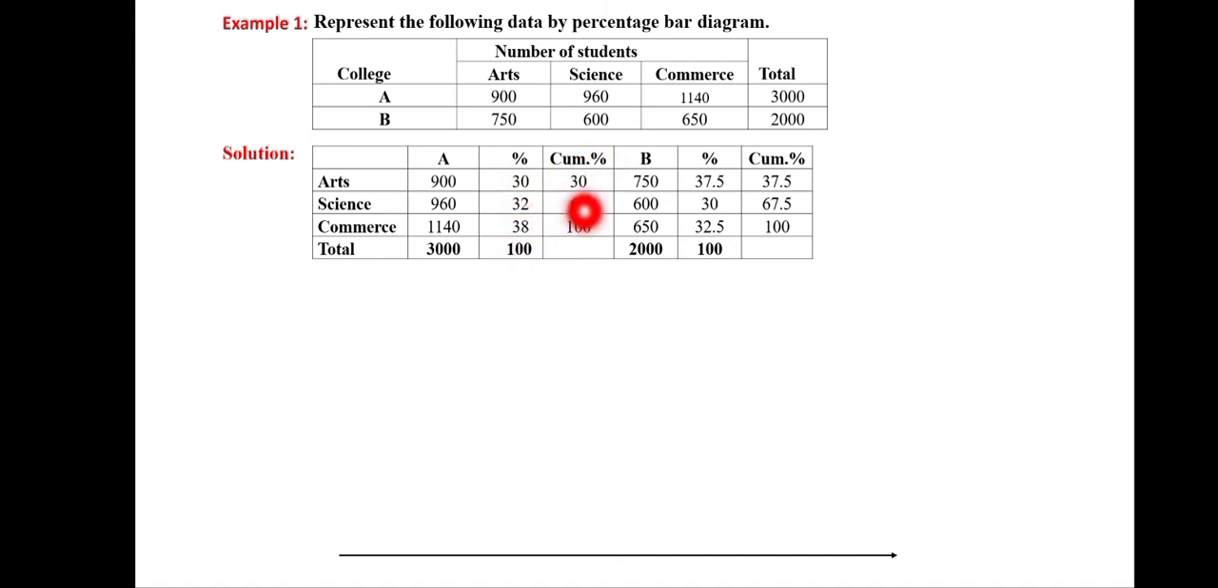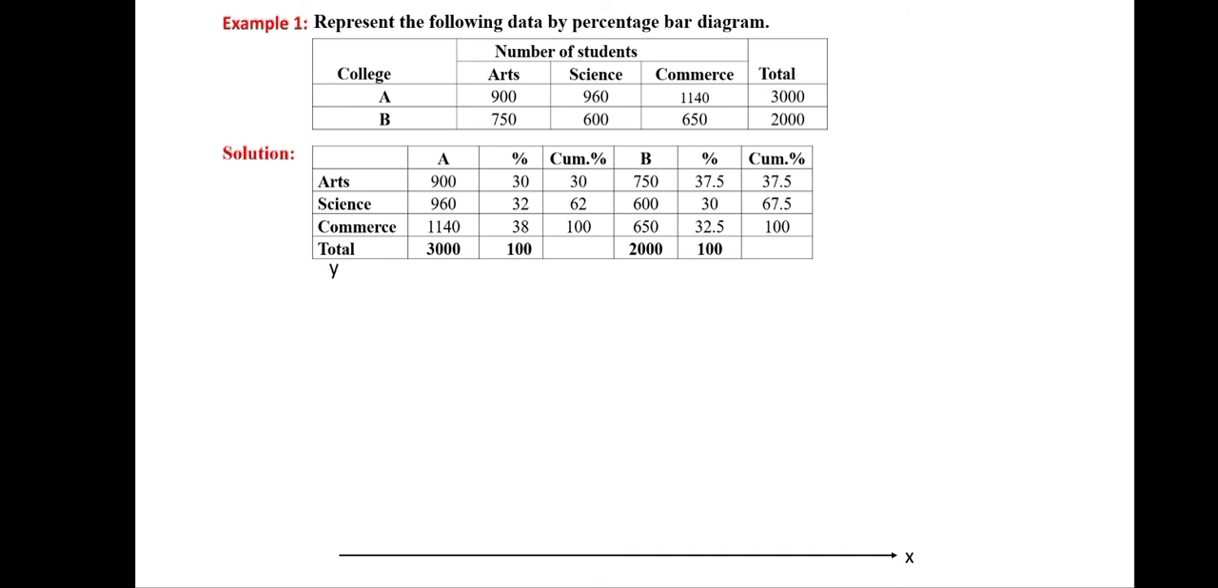And here we have to calculate the cumulative of these percentages. That is 30, and for the next value, 30 plus 32 we get 62. And next one is 62 plus 38, we get 100. Okay, so the total percentage will be 100. In the same way, do the same for college B also. Calculate the percentage of college B and calculate the cumulative percentage of that.